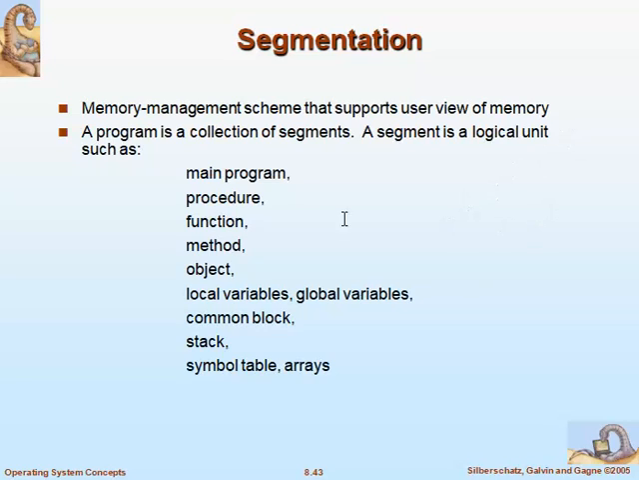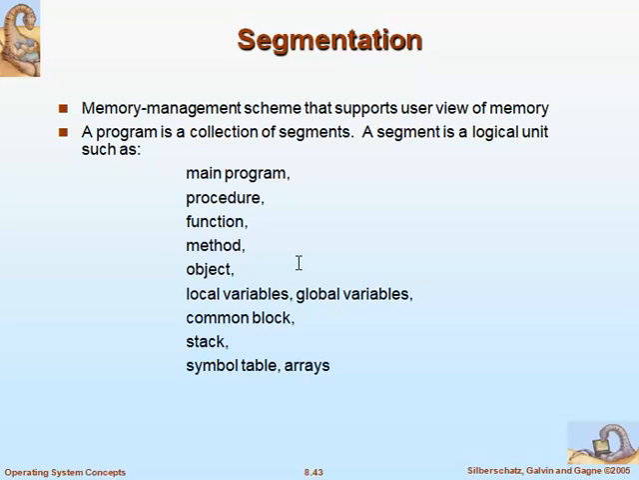For example, the main program. In our main program, whatever program we have, there is a main program. There are certain procedures, certain functions, and variables. It can be local variables, global variables. There is a common block, a stack, a symbol table, arrays, or there can be any object or any methods. All these are considered as a segment.